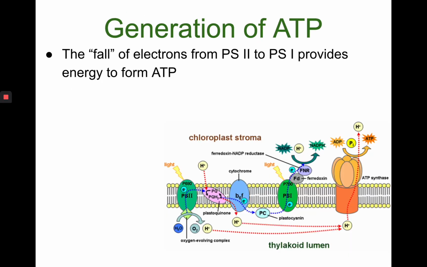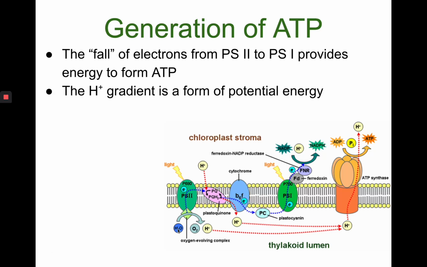So what's happening here is the fall of the electrons from their excited state to their ground state from photosystem 2 to 1 is providing the energy to form ATP. So when we're splitting that water to replenish the electrons in photosystem 2, we're creating a concentration gradient of H+ inside the thylakoid space.